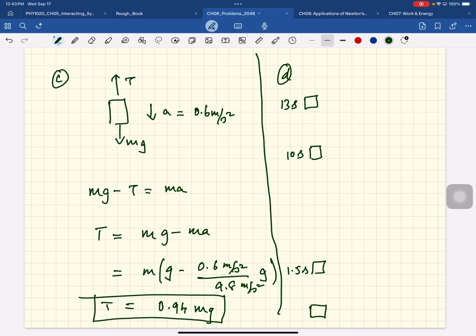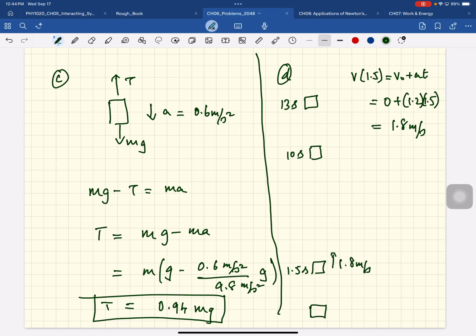So let's calculate the velocity here. Velocity here would be v naught. Okay, so I'll do all these. Velocity at 1.5 seconds is v naught plus a times t, 0 plus 1.2 times 1.5, equal to 1.8 meters per second. So here it's going at 1.8 meters per second. And then it goes at 1.8 meters per second, at constant velocity for the next 8.5 seconds.